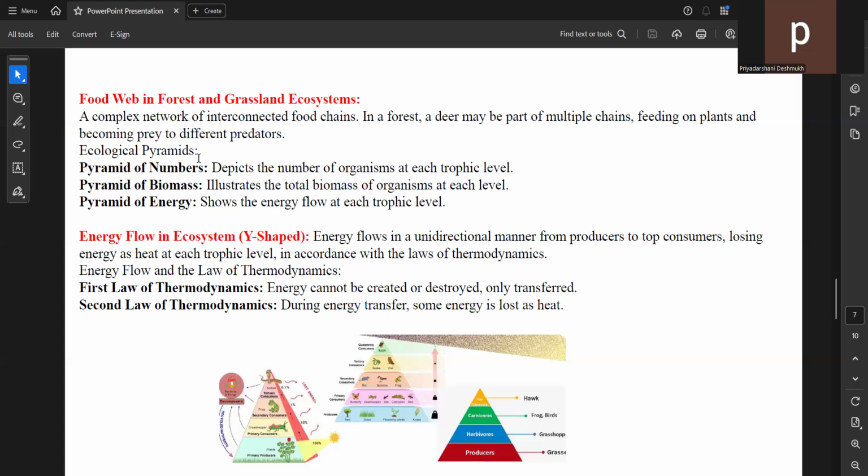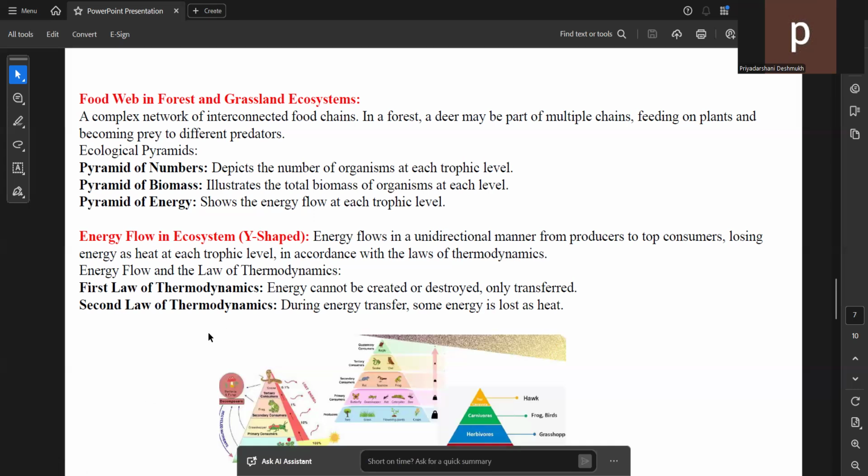So, ecological pyramid: pyramid of numbers, pyramid of biomass, and pyramid of energy. These are the three main pyramids. Here in the number pyramid, we can say it depicts the number of organisms at each trophic level, whereas the biomass pyramid illustrates the total biomass of the organisms at each level. The energy pyramid shows the energy flow at each trophic level.